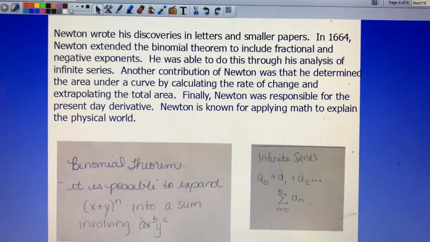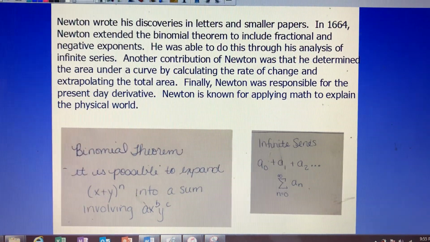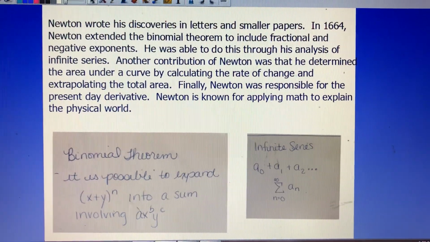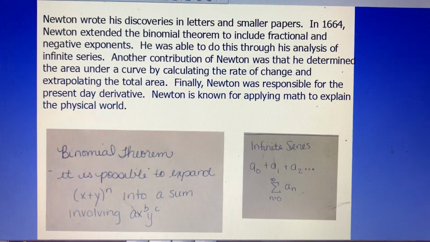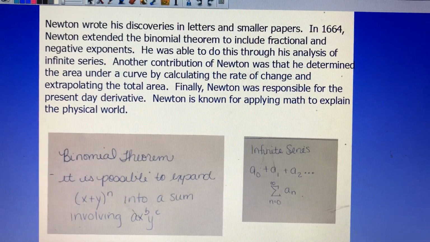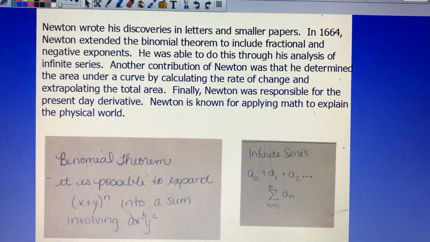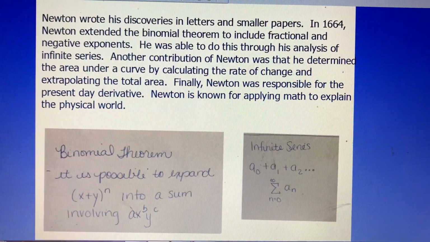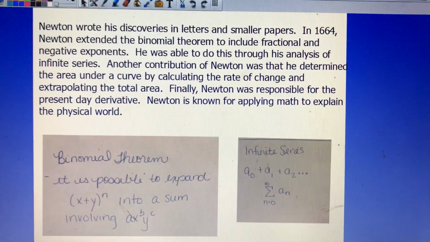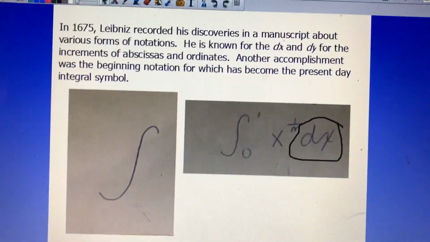Newton wrote his discoveries in letters and smaller papers. He extended the binomial theorem to include fractional and negative numbers. He was able to talk about infinite series, and he determined the area of a curve by calculating the rate of change and extrapolating the total area. He's responsible for the present-day derivative, and he was known for applying math to the physical world.